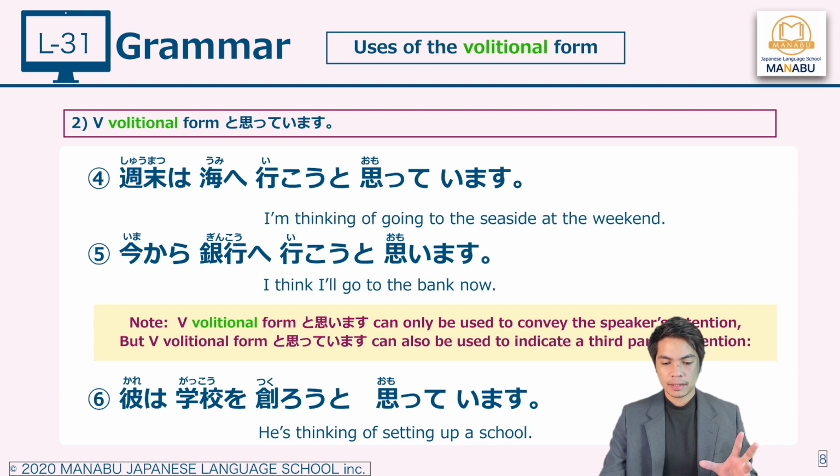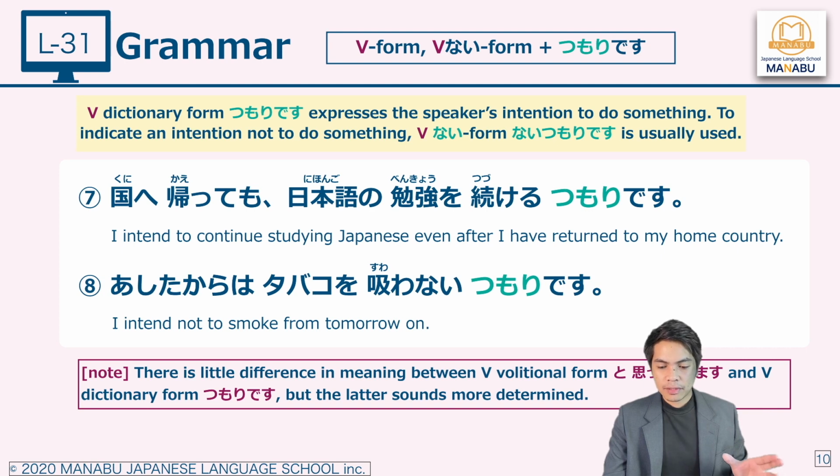So let's compare the volitional form と思っています versus the dictionary form or the verb ない form つもりです. The volitional form と思っています expresses your intention to do something, and the dictionary form つもりです sounds more determined. So if you're already determined to do something, you are already decided. It has a date. For example, if you already decided the day or time you will do something, you can use the verb dictionary form つもりです.